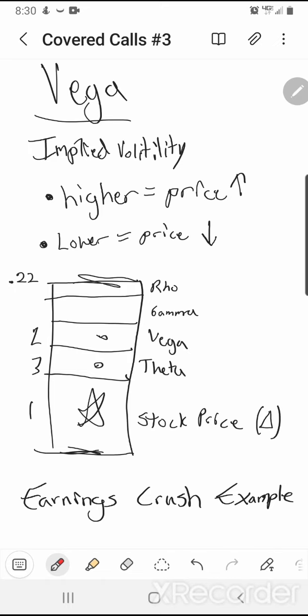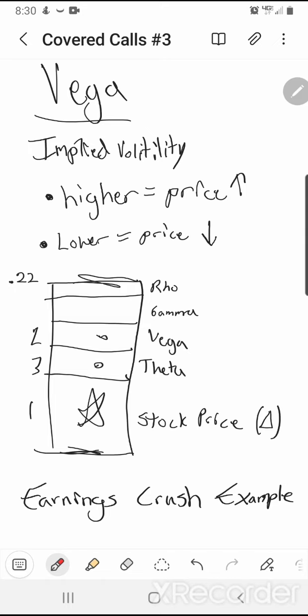A good example here is the earnings crush. For instance, we have Netflix giving earnings this afternoon, and their volatility is going to be very high today because of the uncertainty in their stock price of the earnings release tonight or this afternoon. Their option prices are going to be inflated. All of them are going to be inflated. So if you're selling covered calls on Netflix, you're going to get higher premiums today.